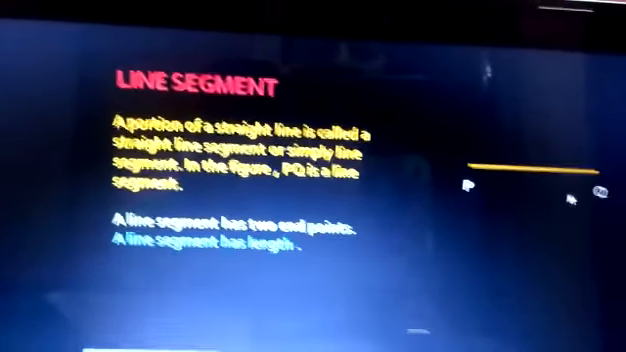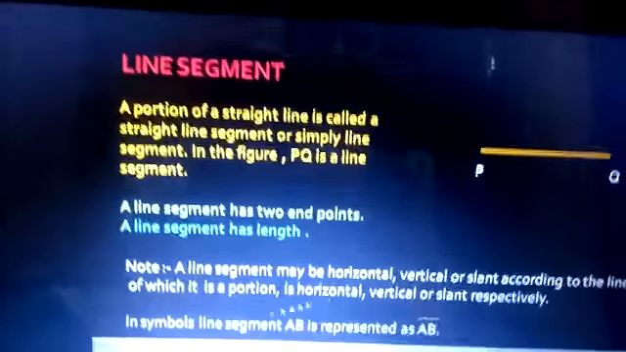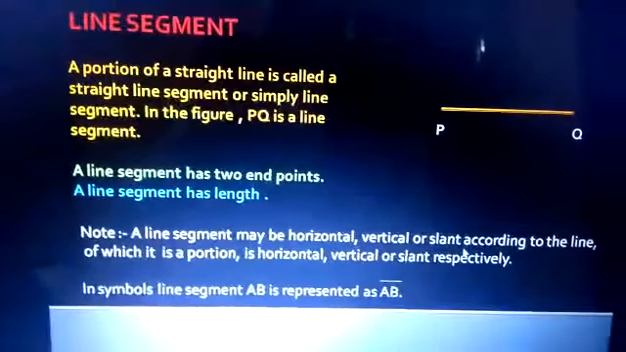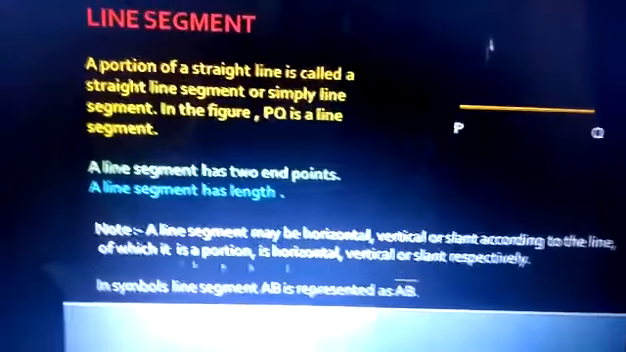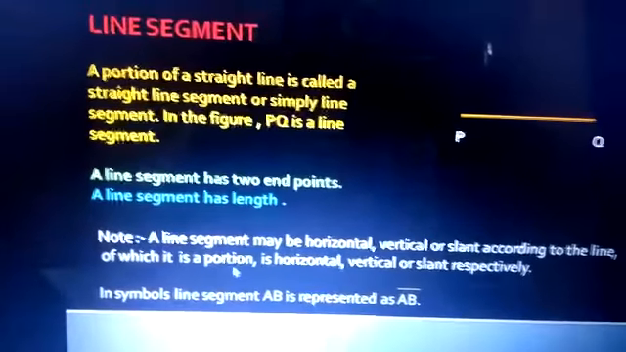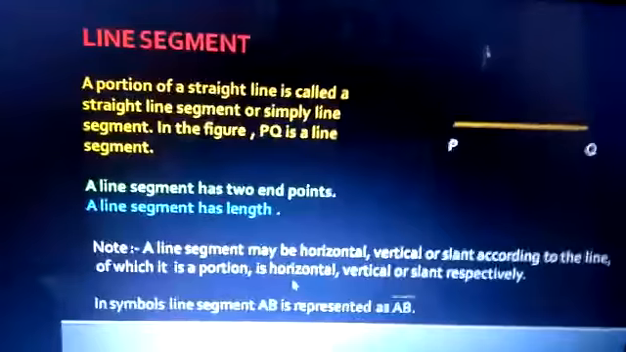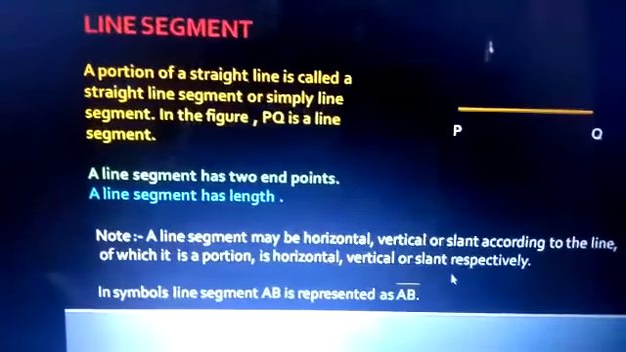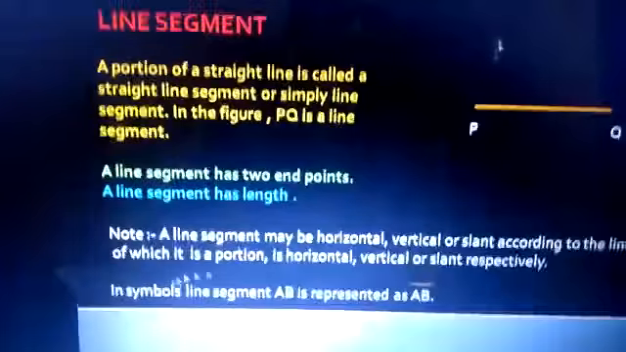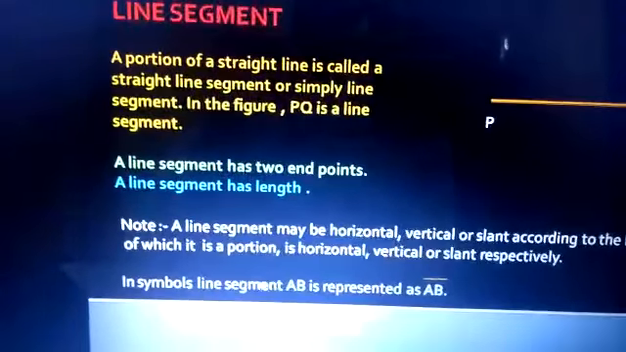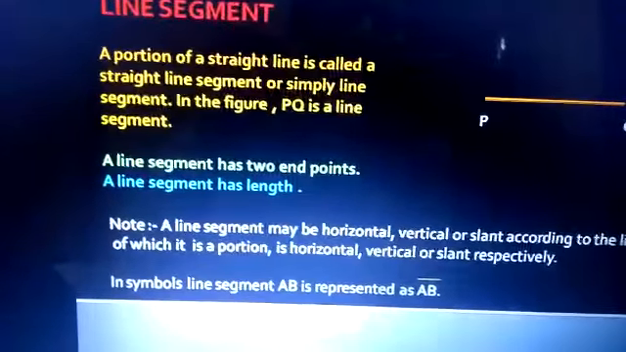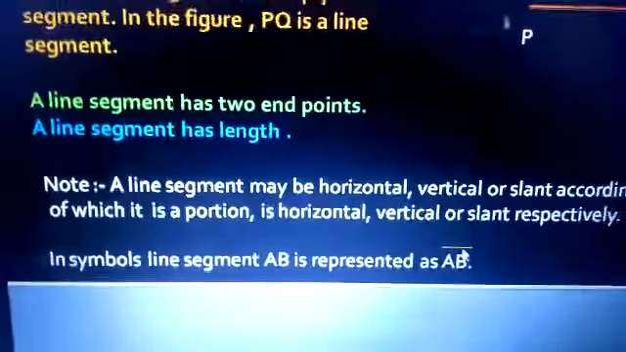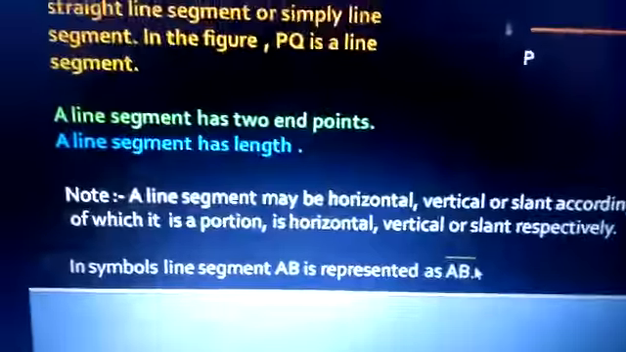A line segment may be horizontal, vertical or slant according to the line of which it is a portion is horizontal, vertical or slant respectively. In symbols, line segment AB is represented as AB with a small line over its head.